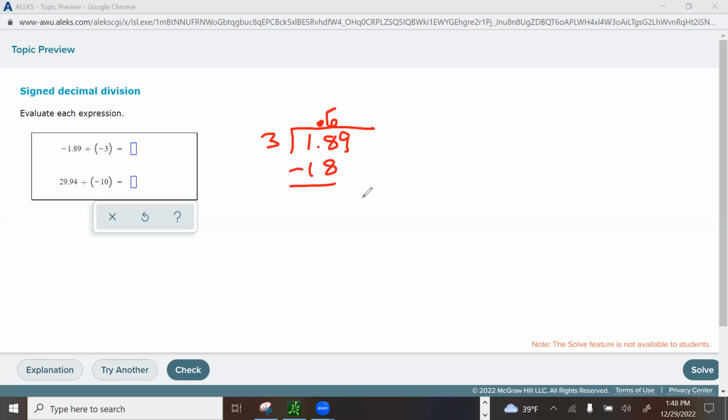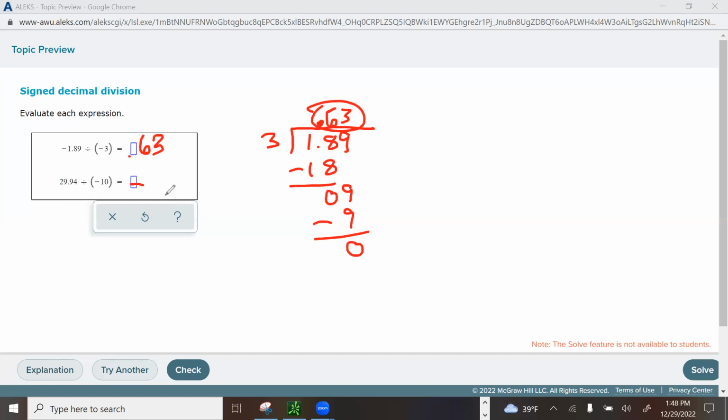Subtract. Bring down the next digit. Does 3 go into 9? Yeah, 3 times. Subtract. And we're good. So 0.63 is our answer, positive 0.63. Okay, now the other one, we've got a positive divided by a negative. So I just know right now the answer is going to be negative.